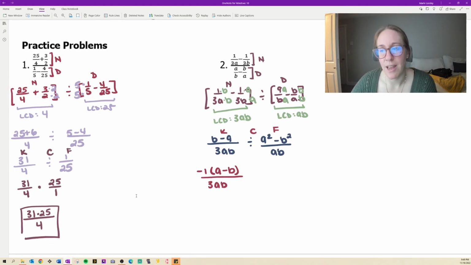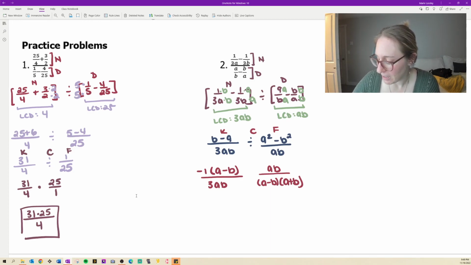All right, so like I said, the a squared minus b squared is going to factor. But first I'm going to move the a times b to the top because I am flipping. All right, a squared minus b squared factors to a minus b times a plus b. That's the difference of perfect squares. That's definitely one you need to know. All right, and I'm going to change that division sign to multiplication.